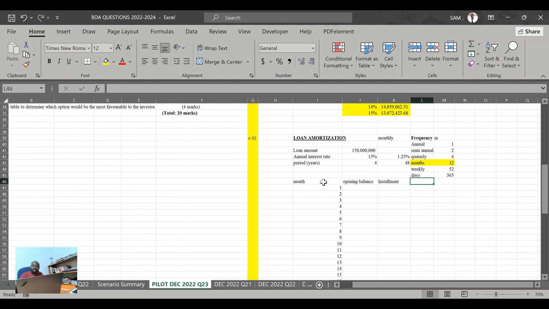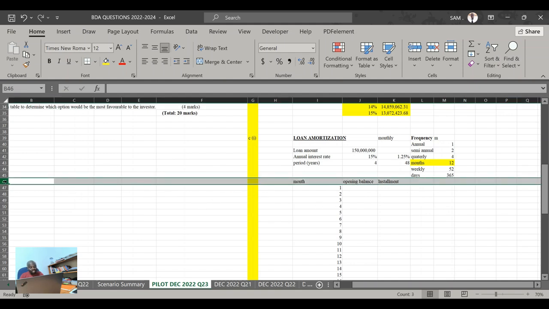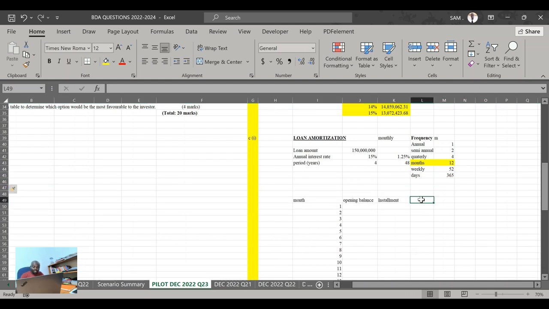Then after installment, because we are doing a loan amortization, you know that there is installment, then there is principal. Yeah, there is interest also. So I will come there, then I bring interest first, then I will come to principal. Then of course there has to be closing balance like that. So those are the elements of a loan amortization schedule, which we already covered.